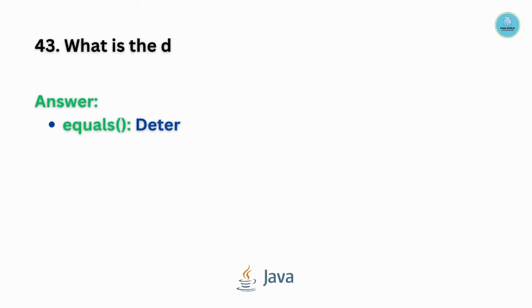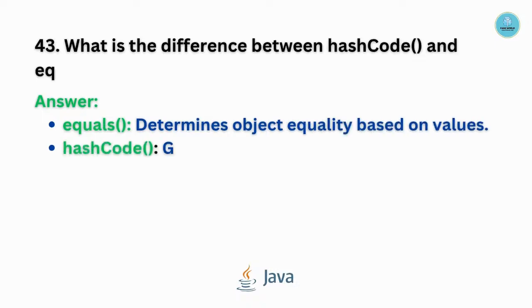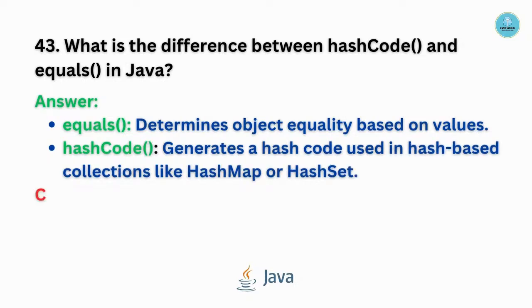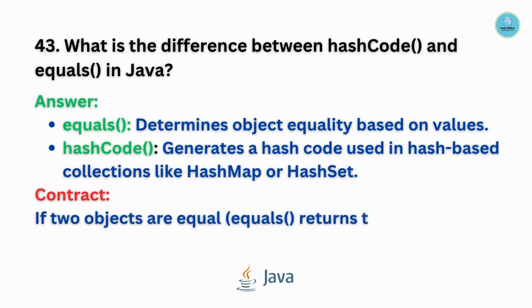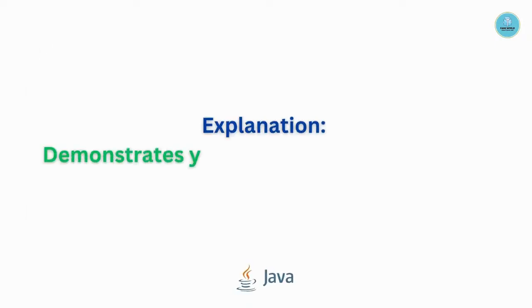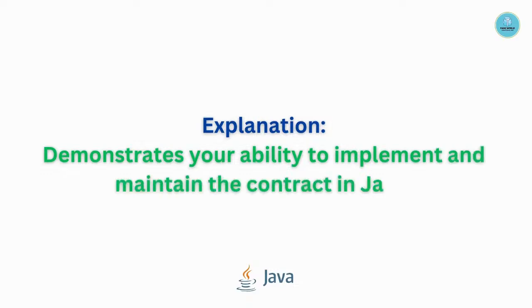Question number 43. What is the difference between hashCode and equals methods in Java? Equals determines object equality based on values, whereas hashCode method generates a hash code used in hash based collections like HashMap or HashSet. If two objects are equal, their hash code must be the same. Example is as follows. Demonstrate your ability to implement and maintain the contract in Java.